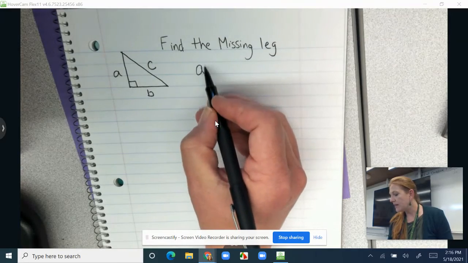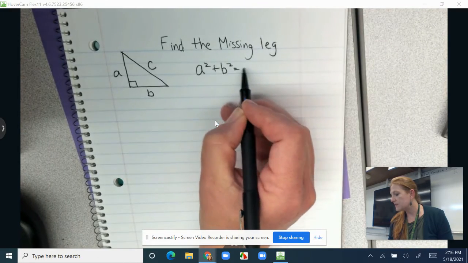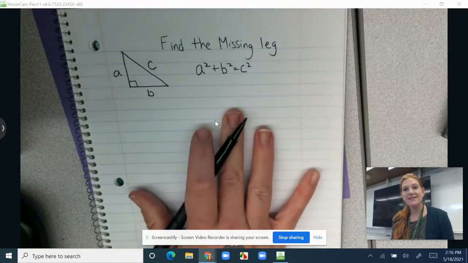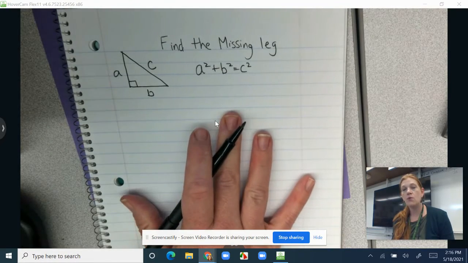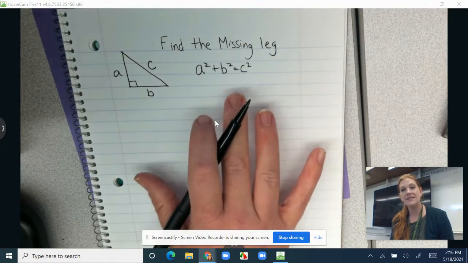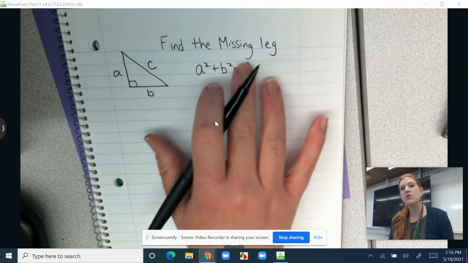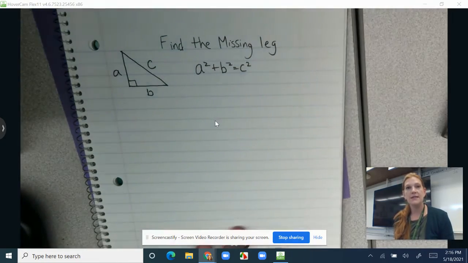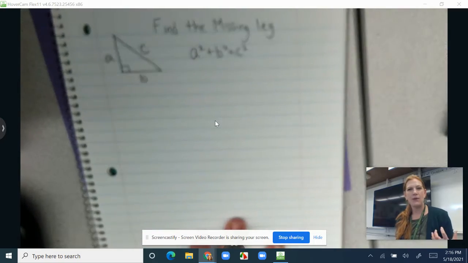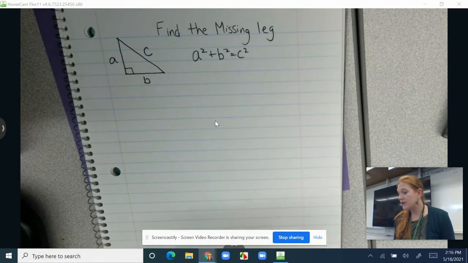Now here's the deal. A squared plus B squared equals C squared. This equation is set up for us to use it for a missing hypotenuse. It's telling us that we'll find the hypotenuse given two legs. And that's fine, but we can actually use it backwards. And I'll show you how it's going to be done.